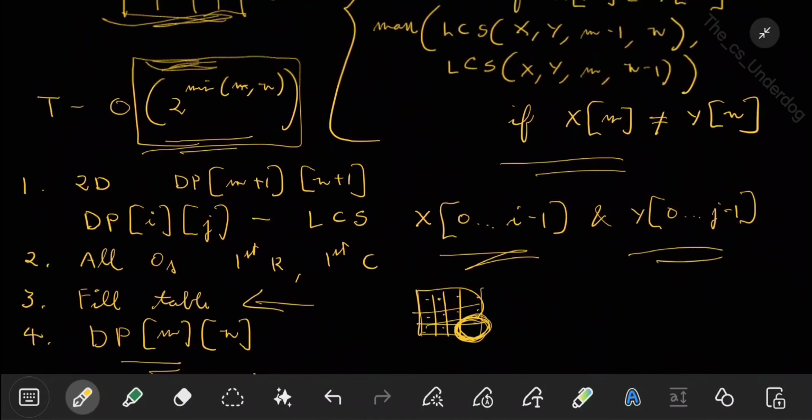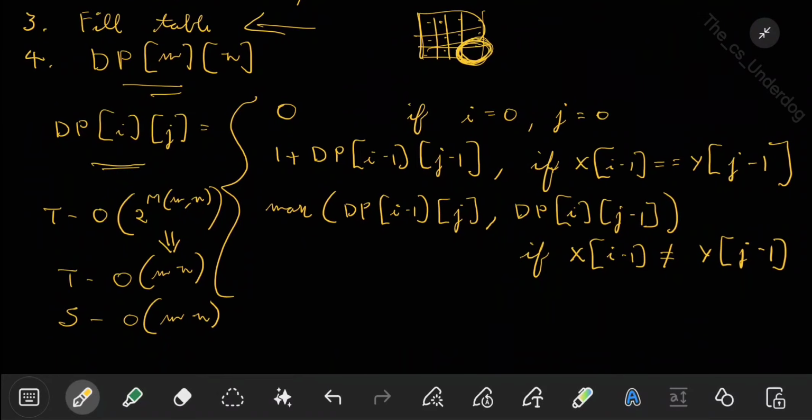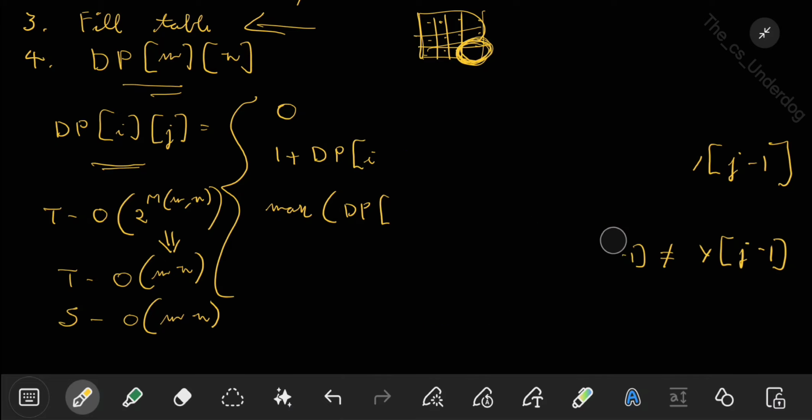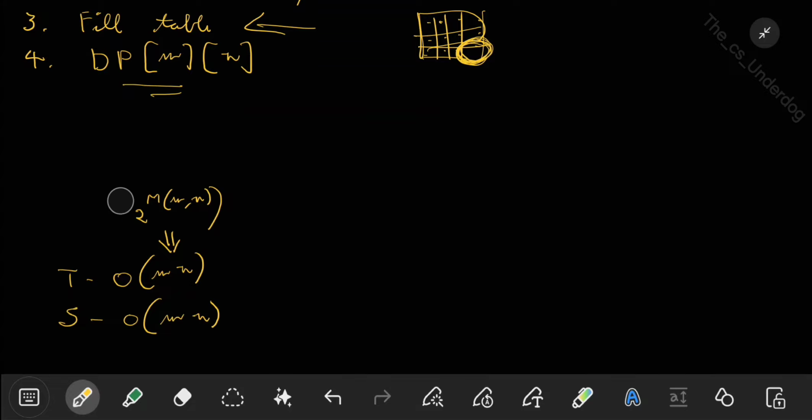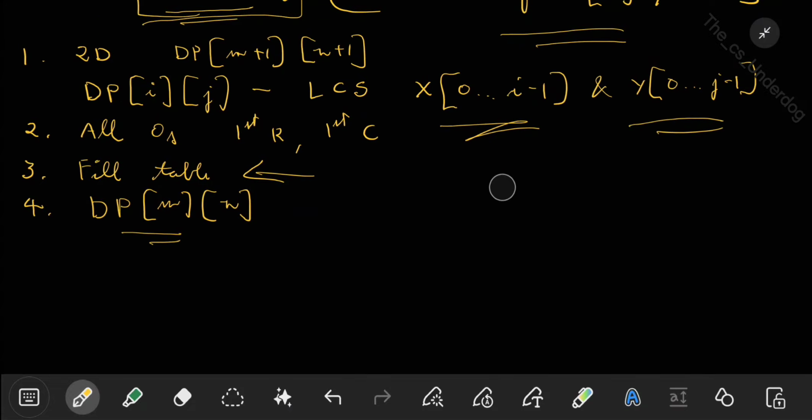What I'll do is erase something from here. Is it okay if I erase this part? You anyway have the recursive relation, and you can refer to the recursive relation that we wrote on top. So I'm going to erase this and we'll write the pseudocode here. This is erased. Let us come to the pseudocode.